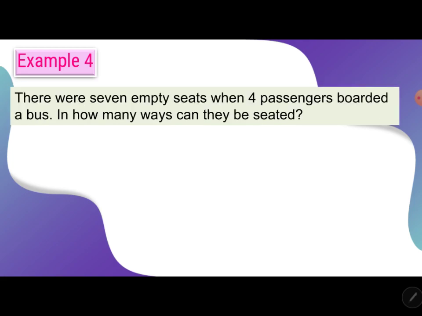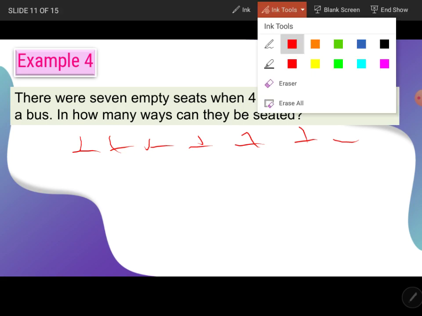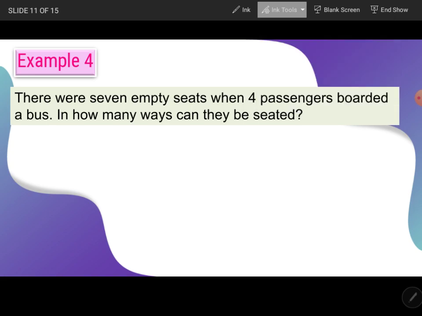Okay. Example 4. There were 7 empty seats when 4 passengers boarded a bus. In how many ways can they be seated? So we have 7 seats, 1, 2, 3, 4, 5, 6, 7. Passenger 1 can be here, or here, or here, or here, or here, or here. But we do not fully use all the empty seats because we only have 4 people. So what do we need to do? Yes, we can use the permutation of r objects from n objects. So, what is the answer for this question?